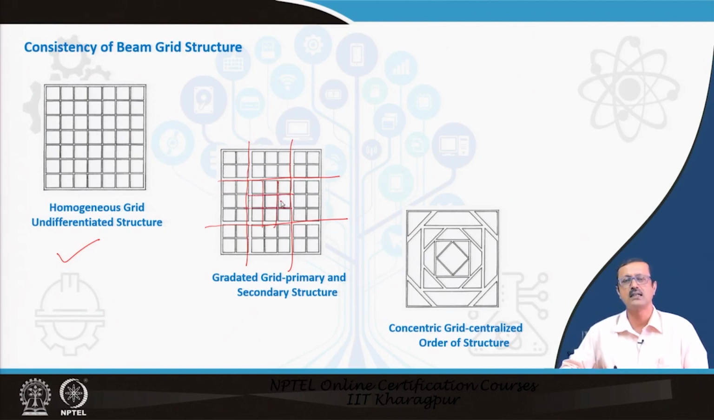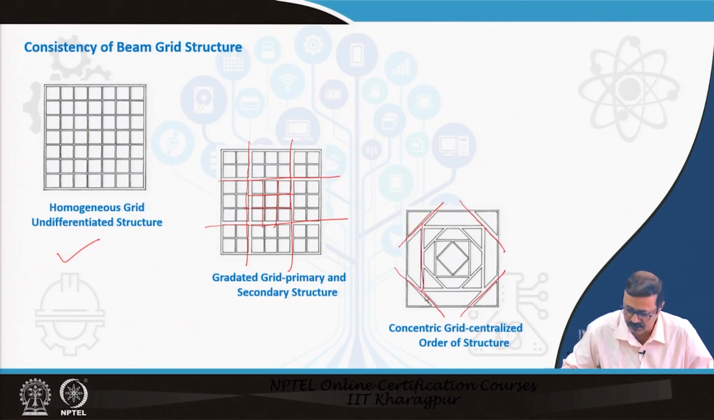with thinner ribs. And finally, we can go for the concentric or centralized kind of grid also. In that case, the ribs are not oriented at perfectly 90 degrees. They are oriented in different shapes, and the dimensions or the length of the grid gradually reduce, and finally go to the central location.